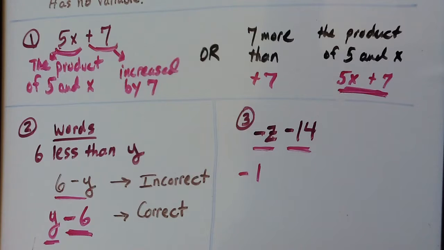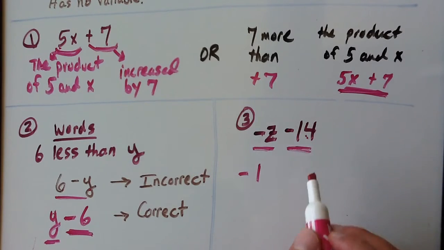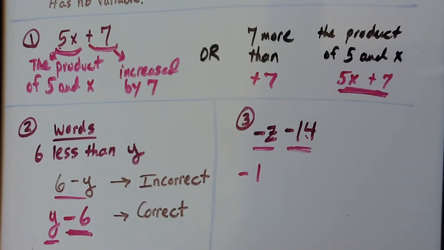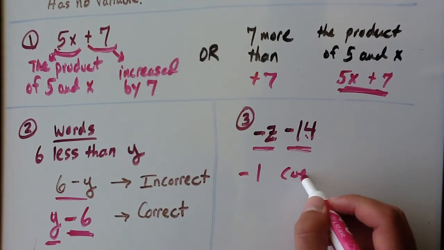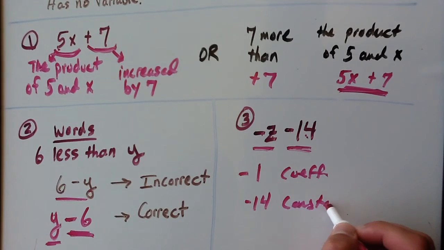What's the constant? Well, what number has no variable? That number is not 14, but negative 14. Again, because of this minus sign, it also functions as a negative sign. So negative 1 is the coefficient, and negative 14 is the constant.